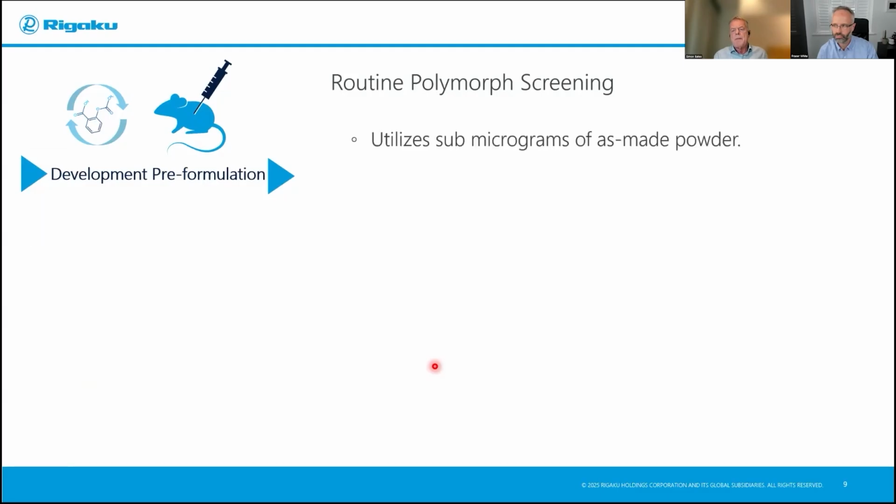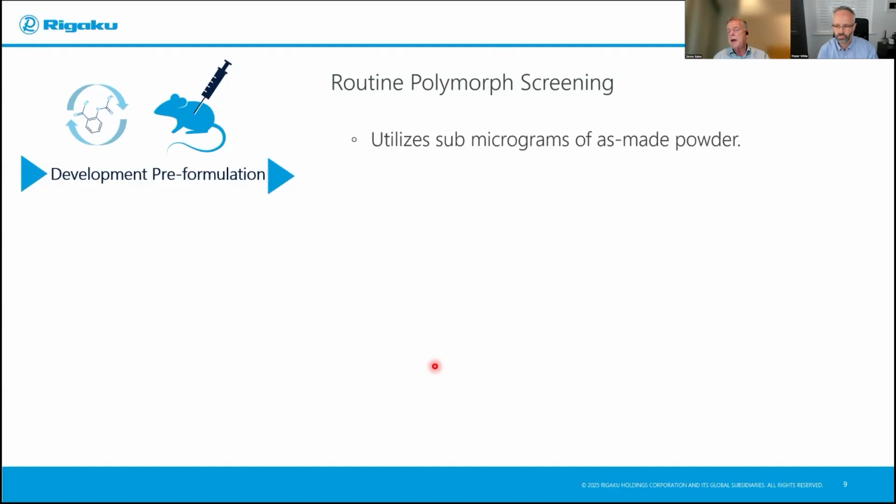So the first area I'd like to look at is in the development pre-formulation phase. That's where the bulk of the polymorph screening will be typically carried out. And for those of you who are familiar with electron diffraction, obviously polymorph screening is one of the first things that would leap out as a good application area. Now, some of the advantages of electron diffraction is it uses sub-micrograms of as-made powder.